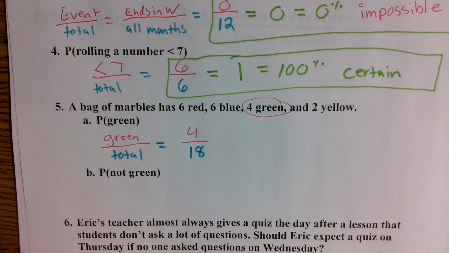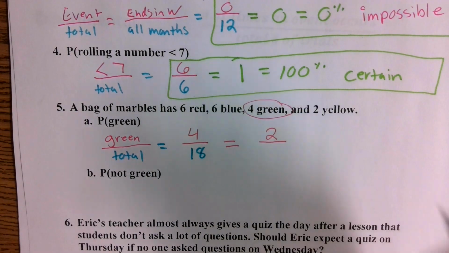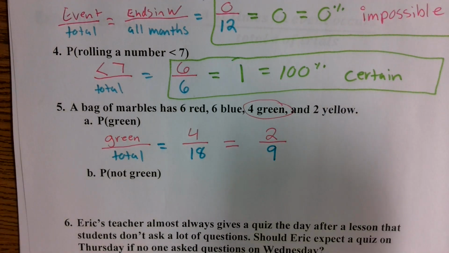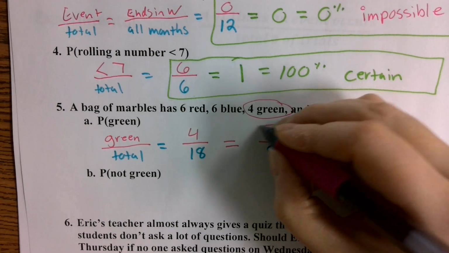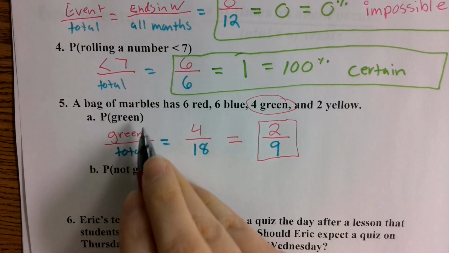Now we need to simplify it. 4 over 18 can simplify. It simplifies to 2 over 9. And I'm going to leave it in this form because it doesn't tell me which form I need. So I'm just going to leave it in fraction form. 2 over 9 is the probability that green is going to happen.